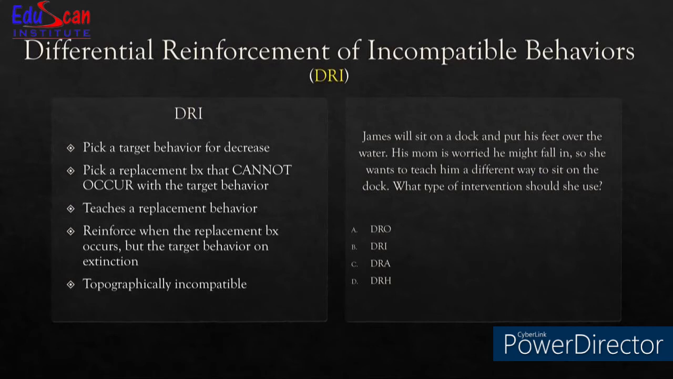When he is putting the feet outside, that is the target behavior. The topographically incompatible behavior is keeping the feet inside. So reinforcement will occur when the feet are inside. Extinction will start happening for putting the feet outside. So the child learns that every time I put my feet outside, mommy does not reinforce that behavior. Mommy reinforces it when he is sitting properly by putting his feet inside on the dock.